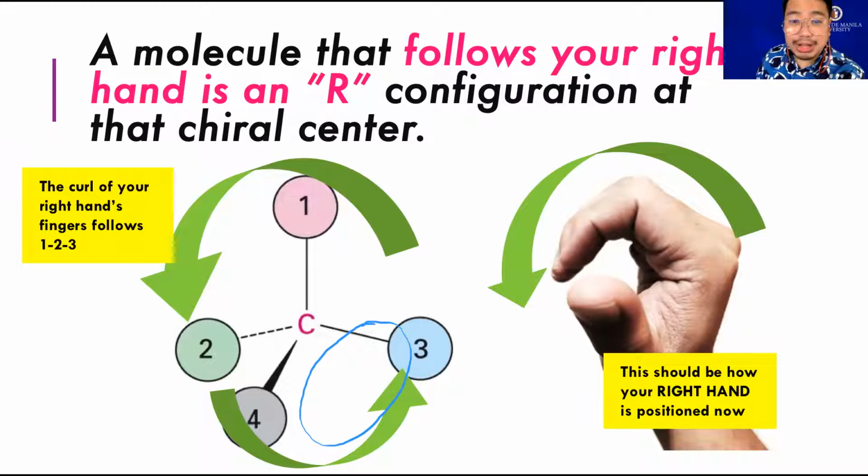Now, because this molecule follows the curvature of our right hand, this is what we call a right-handed molecule. Okay? And the right-handed molecule is called a rectus molecule. Latin for right is rectus, or shortcutted and more appropriately called an R molecule. So we won't use the Latin name anymore. It's just called an R molecule, or at least an R chiral center.